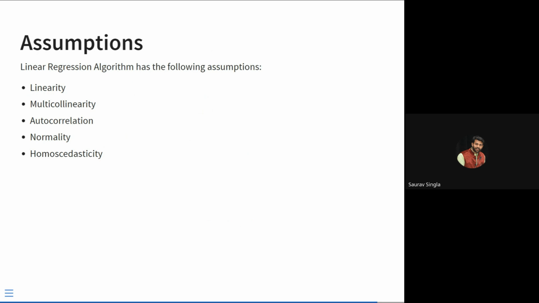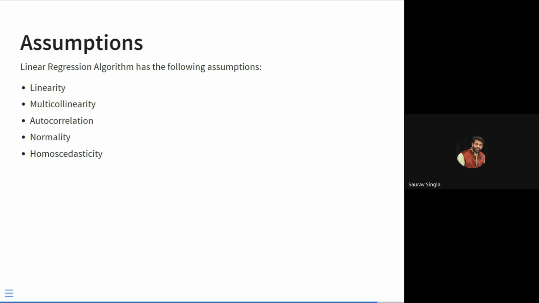Then normality. What is normality? Normality, as I told you before, first means that both the variables are coming from a normal population. Also, it is saying that the residuals, we are not getting into what the residuals are, but it also means that the residuals or the errors of this regression analysis follow the normal distribution.